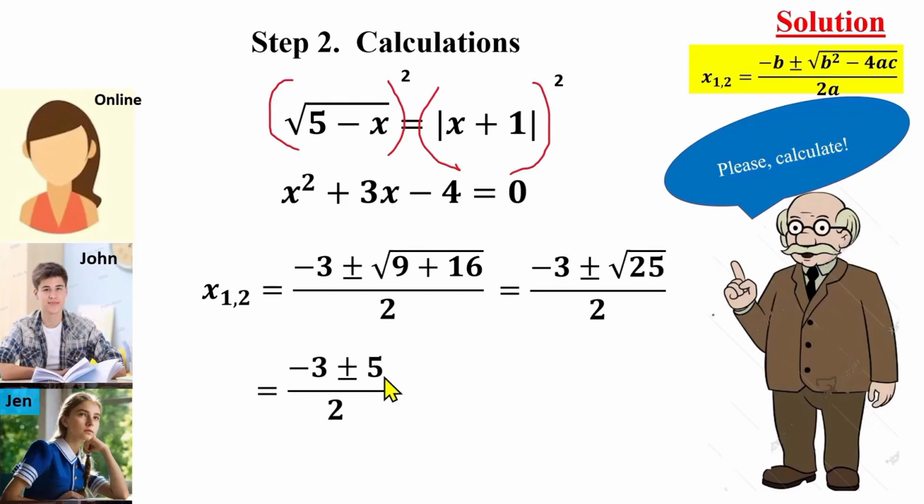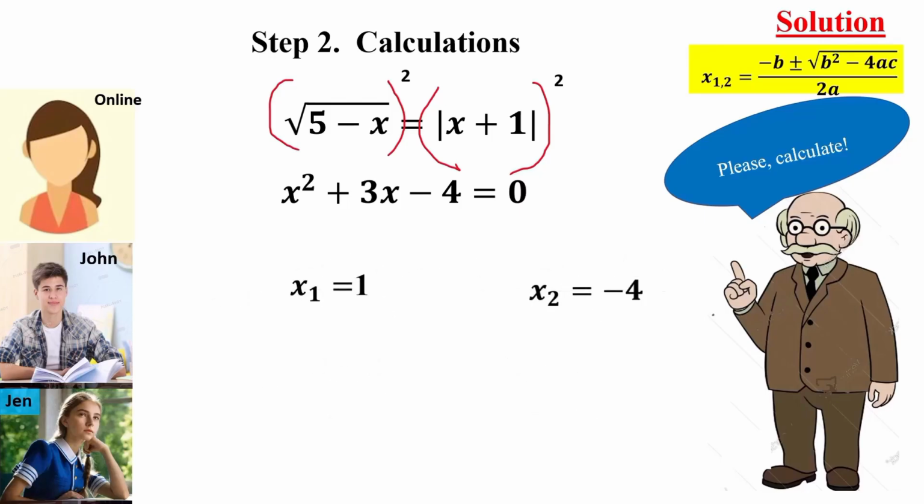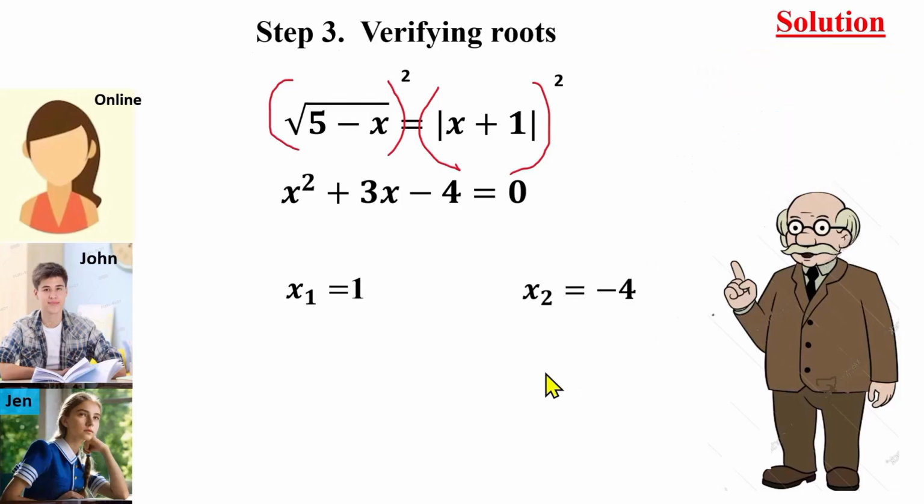And we have two roots, x1 equal 1, when here is plus, and x2 equal negative 4, when here we take minus. We remove what we don't need. And now we need to verify these roots.